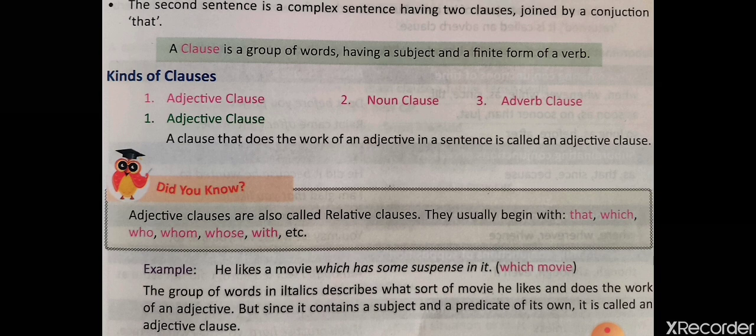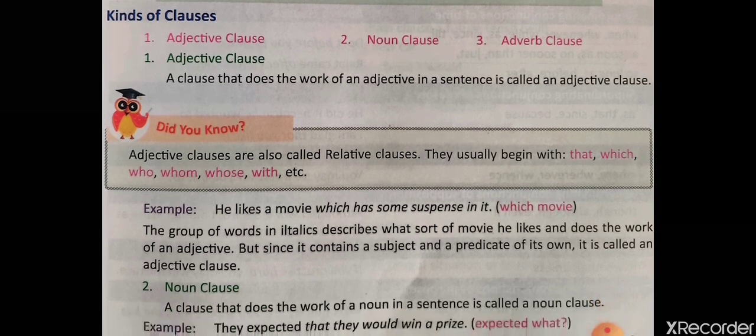So first we are going to study the adjective clause. A clause that does the work of an adjective in a sentence is called an adjective clause. He likes a movie which has some suspense in it. So what kind of a movie does he like? A movie that has suspense in it. So the quality of the movie is that it has suspense in it. So this is an adjective clause.